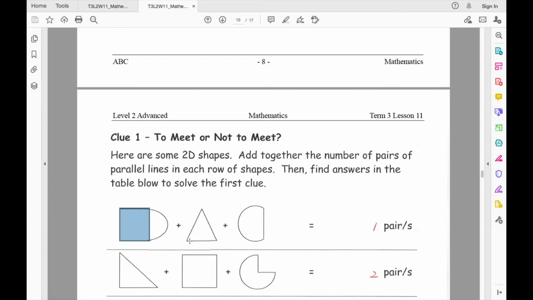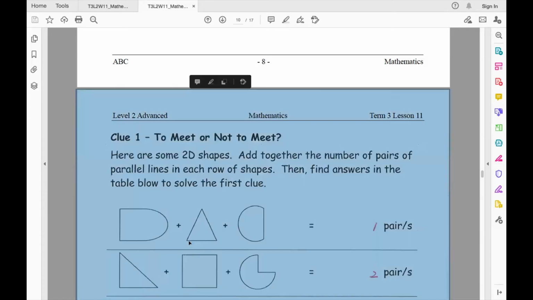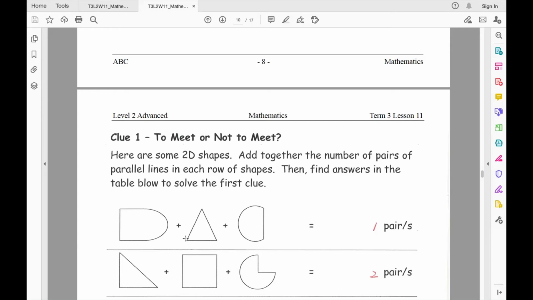Now for a triangle, these sides will always touch each other at the corners here. So these corners, they're going to touch each other. That means they're not parallel lines. Okay, so parallel lines never touch each other at corners. What about this one? We have a curved line and a straight line. These two lines touch at corners, which means that there's no parallel line in this shape. That means we only have one pair of parallel lines here, and write the number 1.